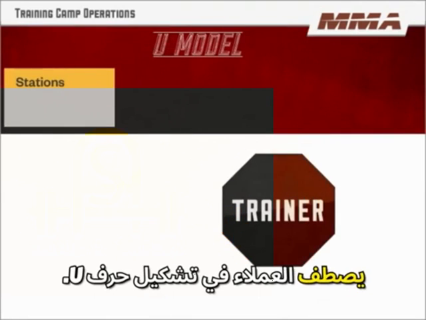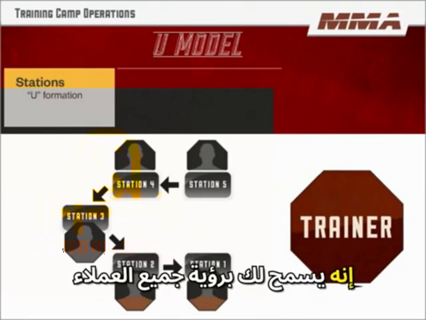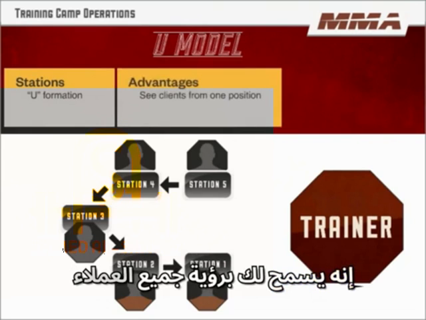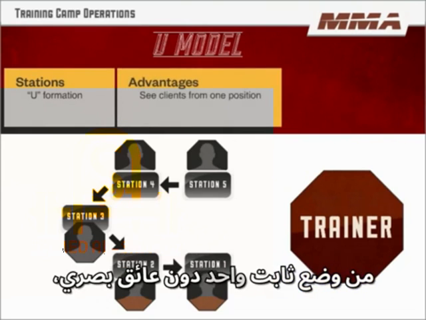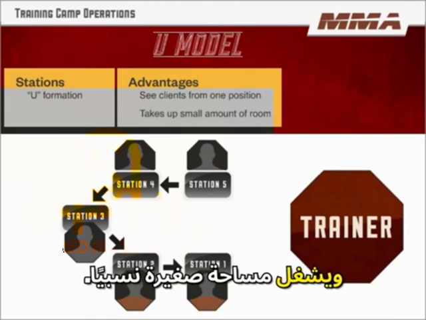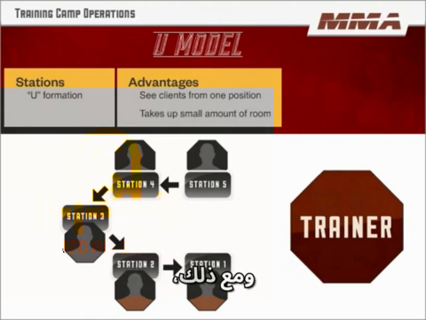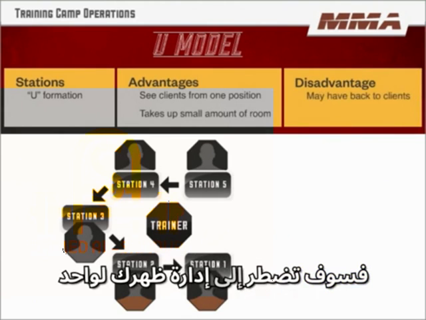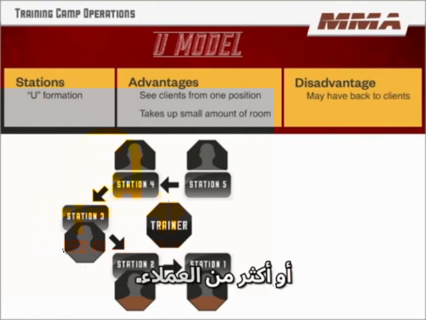In the U model, clients line up in a U formation. It allows you to see all clients from one stationary position without visual obstruction, and it takes up a relatively small amount of room. However, if you're in the wrong position, you'll have your back to one or more clients.